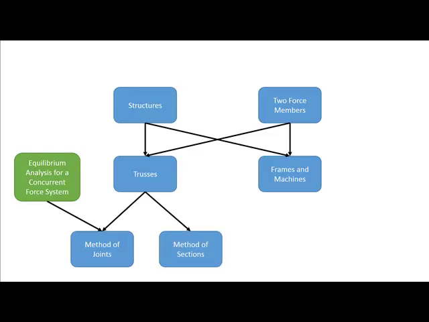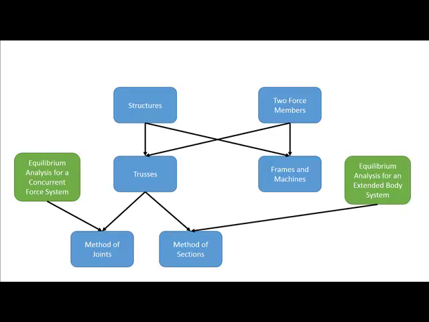Option number two is going to be the method of sections. And so the method of sections, unsurprisingly, is going to involve breaking our truss down into different sections and more or less using equilibrium analysis for extended bodies on each of those sections. So we've got two methods. One method may be faster or slower depending on the circumstances you're looking at. All right, so that's what we have for trusses.